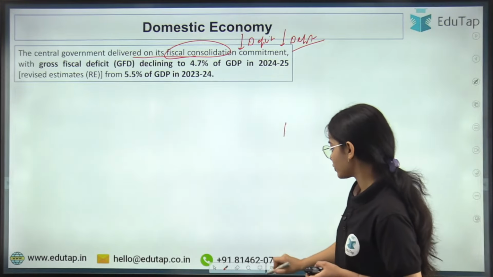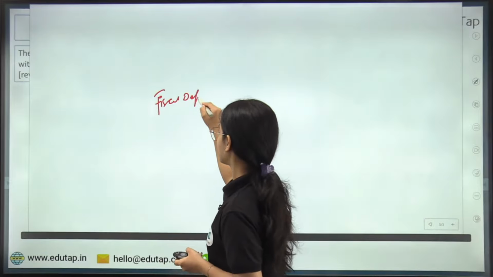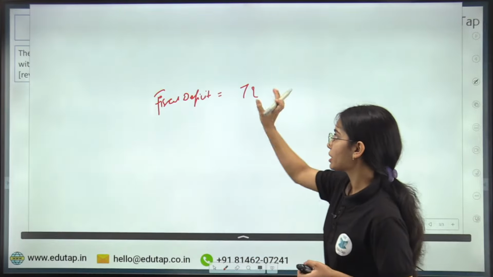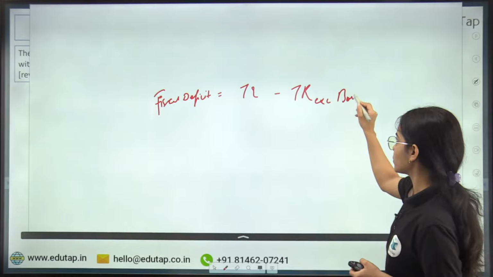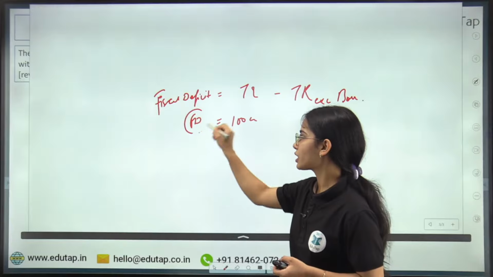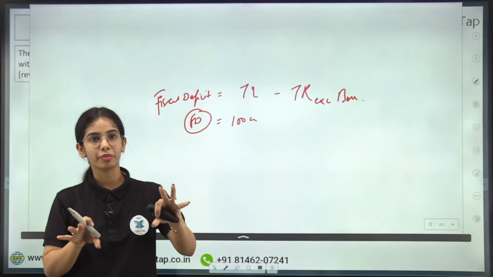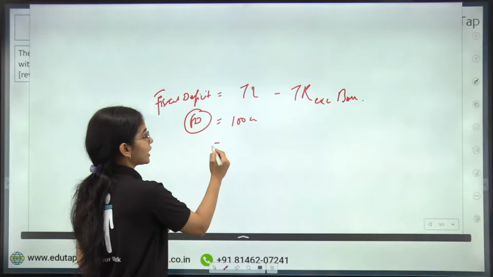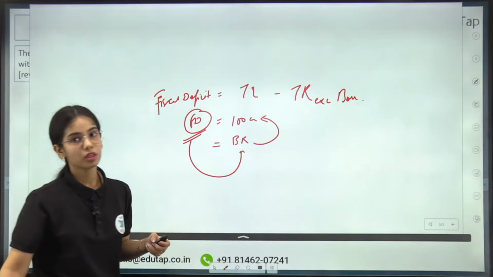Now what is the formula of fiscal deficit? Fiscal deficit of the government is the total expenditure of the government minus the total receipts of the government, excluding borrowing. So let's say the fiscal deficit is 100 crores. If the fiscal deficit is 100 crores, that means the gap between the total expenditure and total receipts of the government, excluding borrowing, is 100 crores. This is the deficit of the government of 100 crores. That is the borrowing requirement of the government. The fiscal deficit shows the borrowing requirement of the government, right?